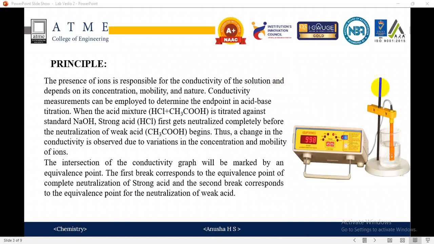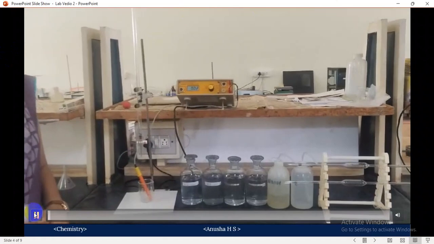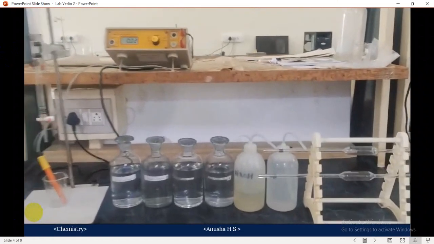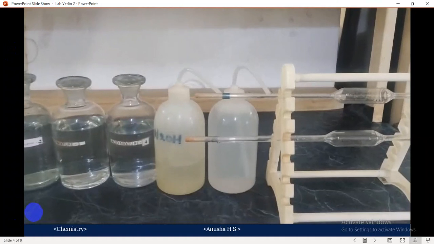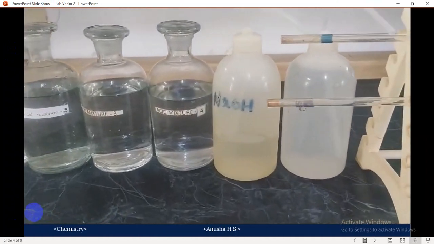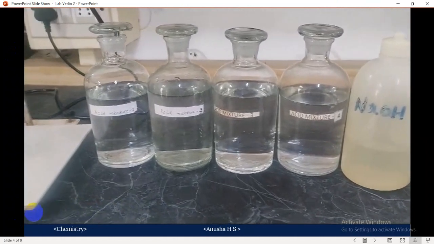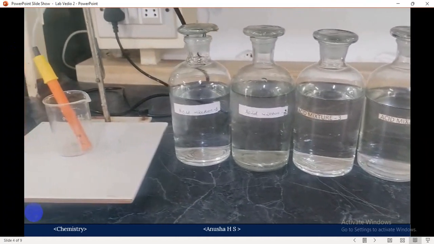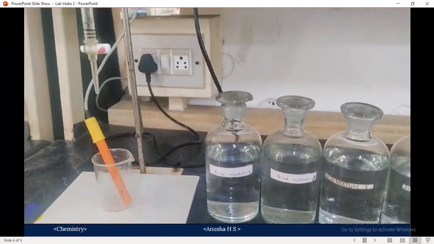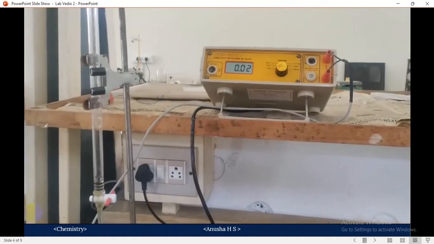So this is the conductometer setup: this is the conductometer and this is the conductivity cell. The chemicals and glassware required to conduct the experiment are: a 25 cm³ pipette, distilled water, standard NaOH solution, and acid mixture. I have already prepared 4 different concentrations of the acid mixture. We also need a beaker, conductivity cell, burette and conductometer.